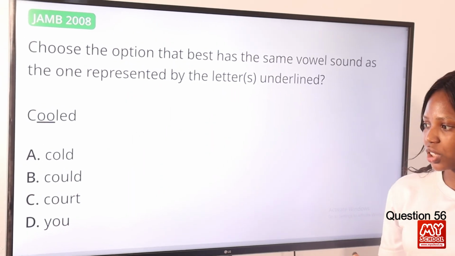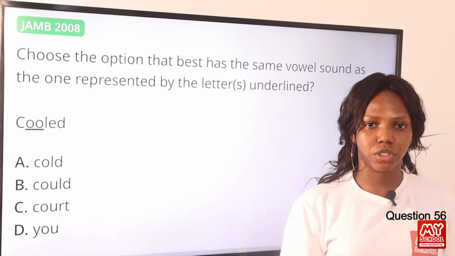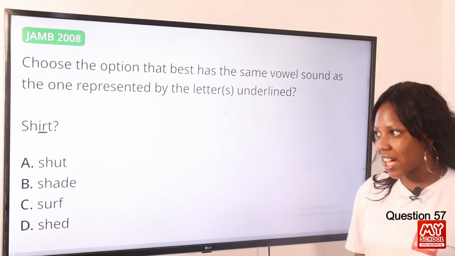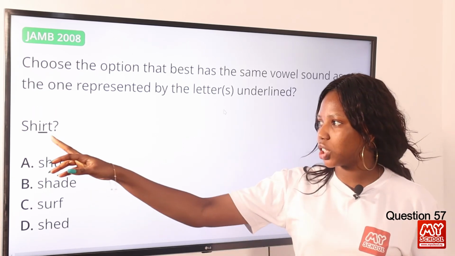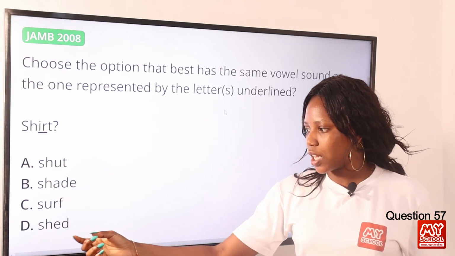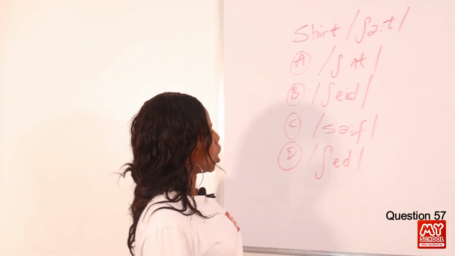So now, judging from the transcription, we can conclude that option D is the correct answer to this question. Question 57. Now still under vowel sounds, the word on the line, or the letters on the line rather, is I and R. So we have the options. Let's go over to the board and check out the transcription for each option.